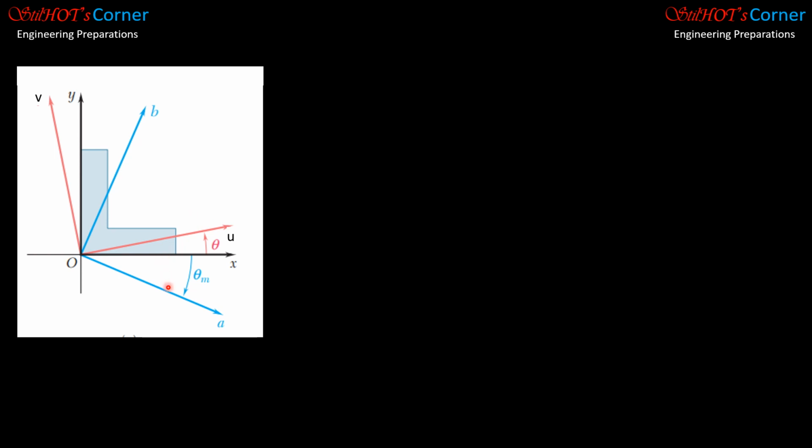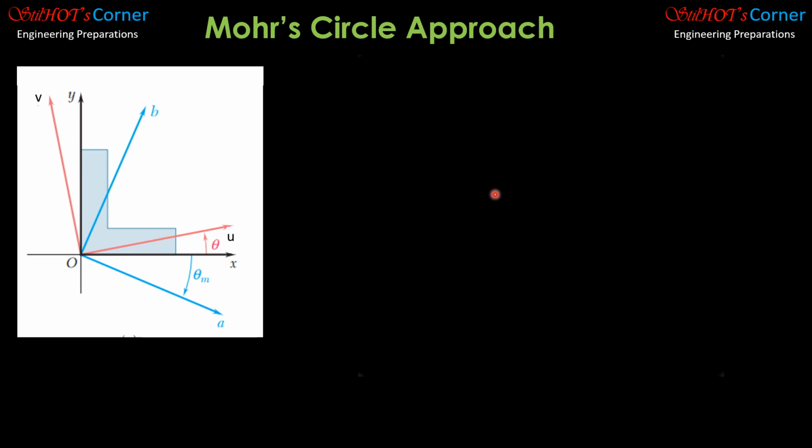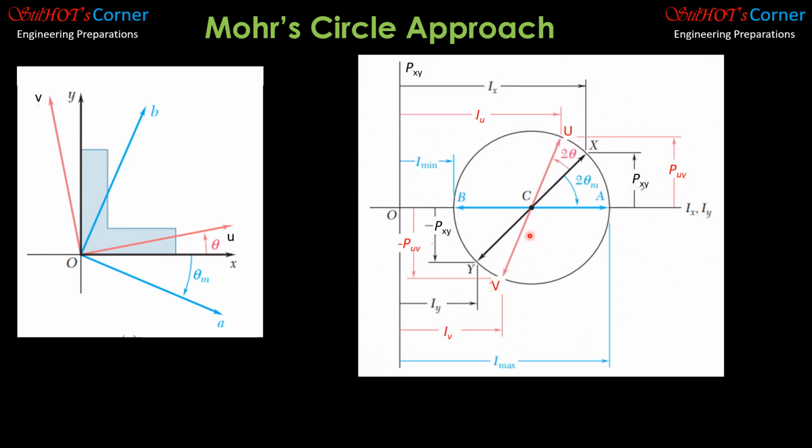So in this figure here, we have the OA and OB axes, which may be the principal axes for obtaining the maximum and the minimum moments of inertia. And we also have axes through O, the u and the v-axis, where maybe the question would be to determine the moments of inertia with respect to those axes. So this is the plot of the Mohr circle, or the shape of the Mohr circle.